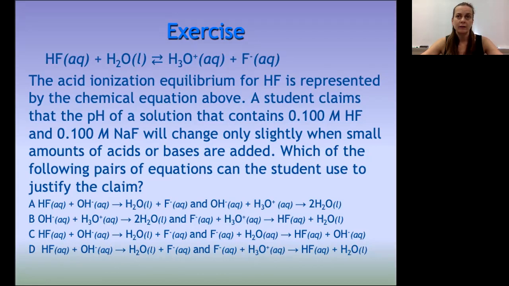Okay, so I think you guys should be pretty good at identifying what is a buffer. That was one of the things that we emphasized a lot in honors chemistry. But if you have questions about that, I'm happy to answer them.